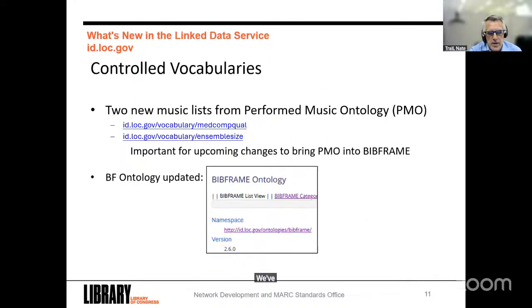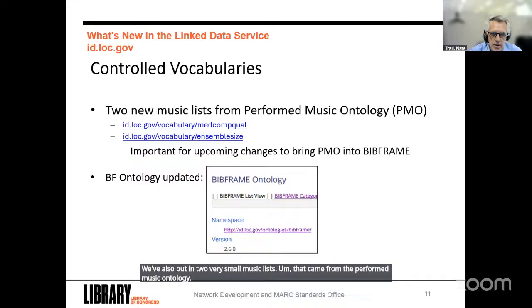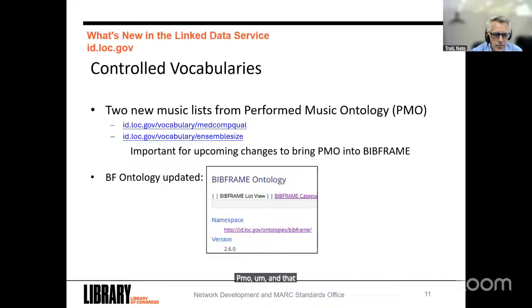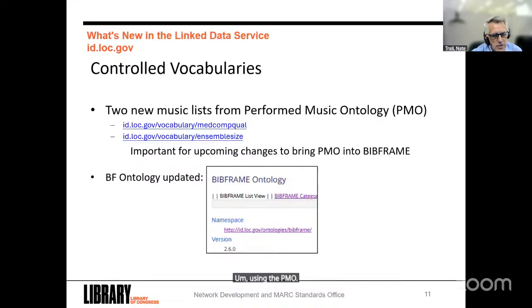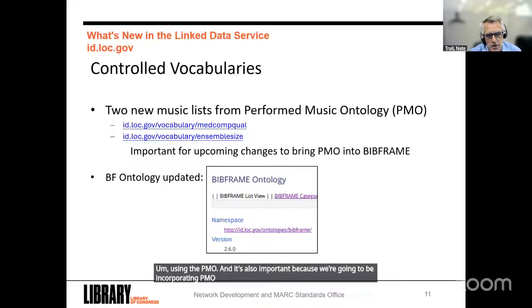We've also put in two very small music lists that came from the Performed Music Ontology, PMO, and that's going to be important for people describing music resources using the PMO. It's also important because we're going to be incorporating PMO into BIBFRAME in the fall, so that's upcoming work. These two lists will help with that. And of course, ongoing updates: we just updated the BIBFRAME ontology to version 2.6.